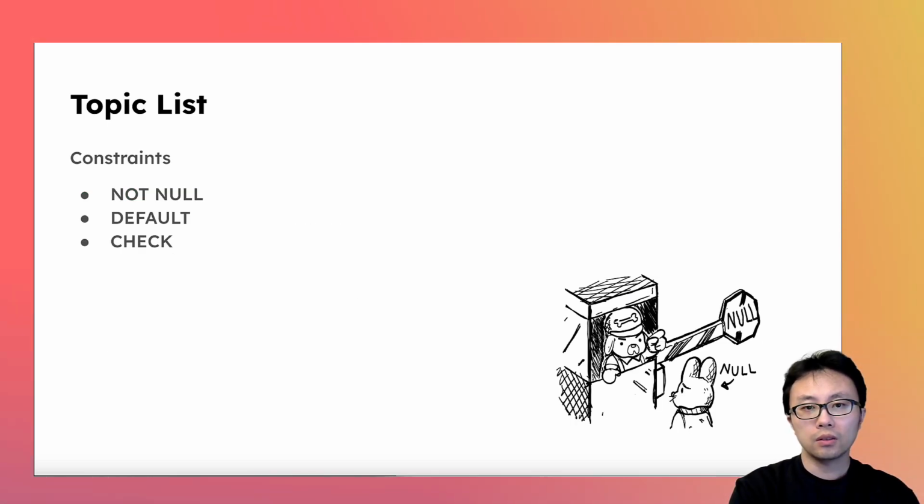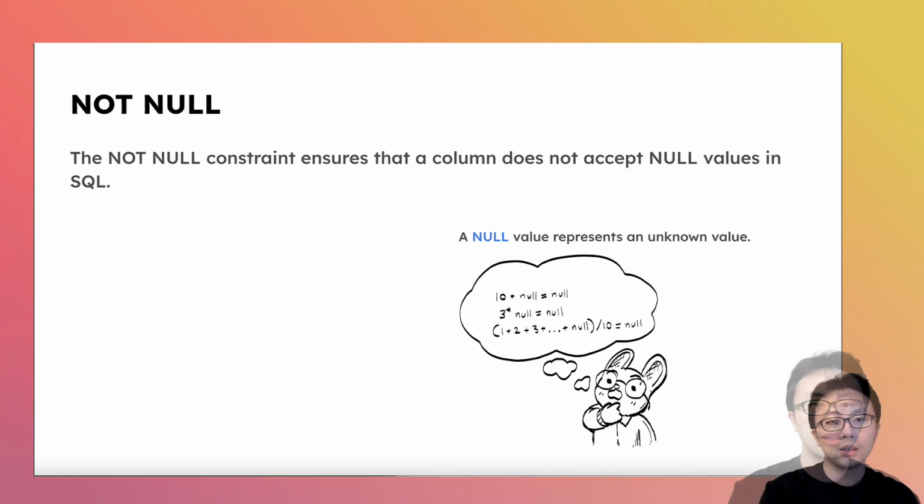In this video, we'll break down how these three constraints really work and how to use them to make your SQL code safer, smarter, and more robust. By the end, you'll know how to use the three constraints effectively to enforce business logic when translating your database design to SQL code. Let's start with the not null constraint.